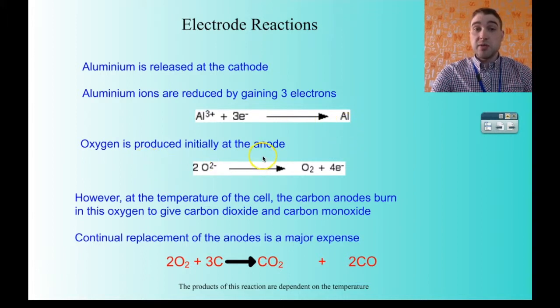Oxygen is initially produced at the anode, but then at the temperature that we're talking about, which is 1,000 degrees or so, the carbon anodes burn. So we're getting oxygen, and that's reacting with the carbon anodes to produce carbon dioxide and carbon monoxide. The mix of products you get there depends on the temperature. Because the anodes are essentially burning away, they're one of the big costs in producing aluminium. You have to replace them fairly frequently.